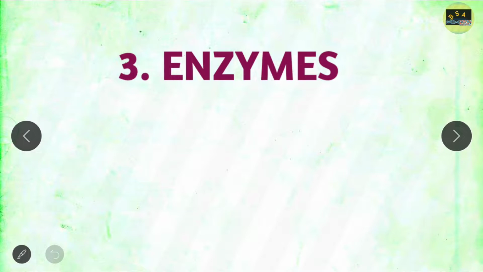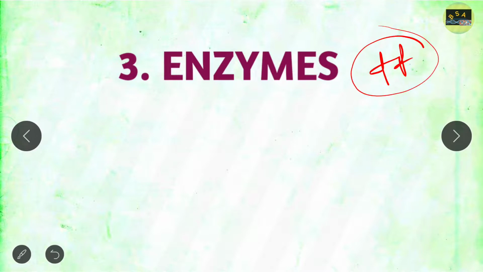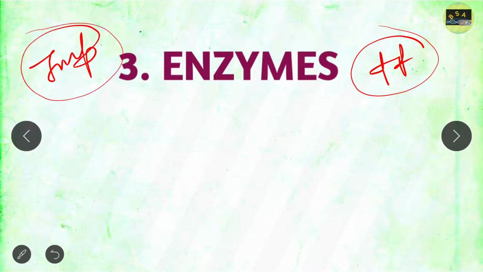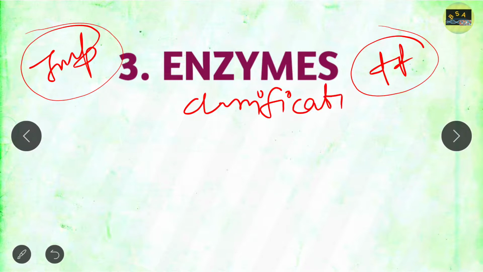Now, enzymes are very important. Just focus on enzymes, it's very important. So in enzymes, what do you have to read? First of all, you should read the classification of enzymes. You know there are basically 6 classes of enzymes.